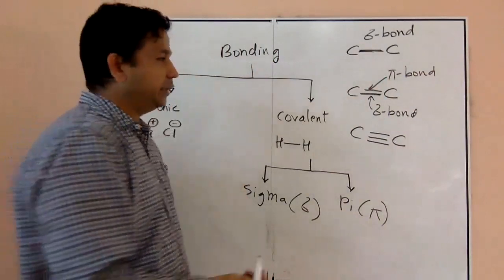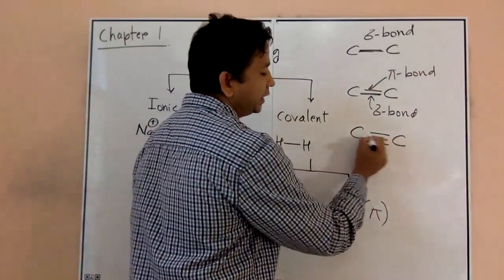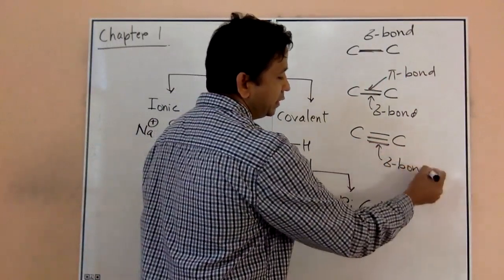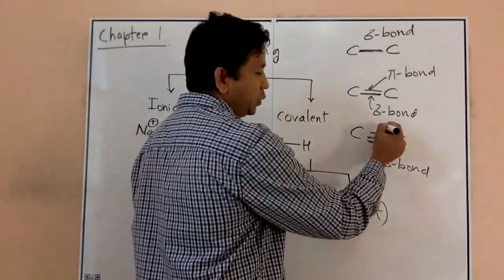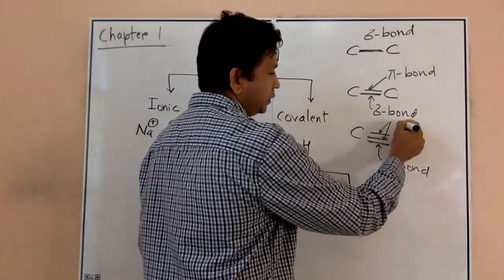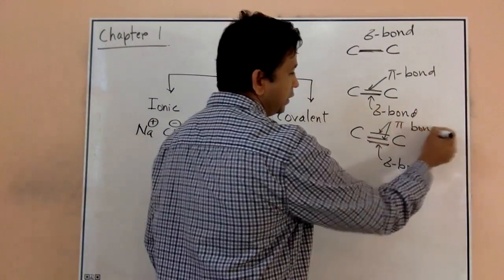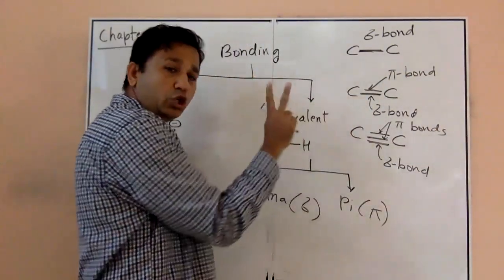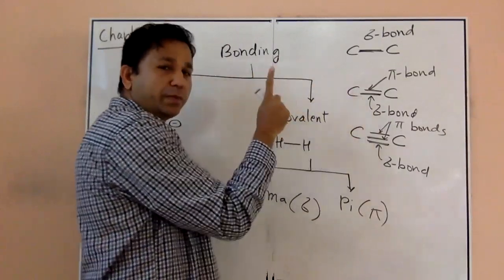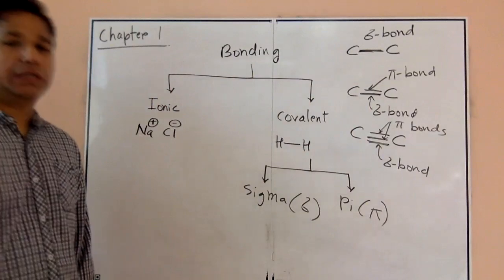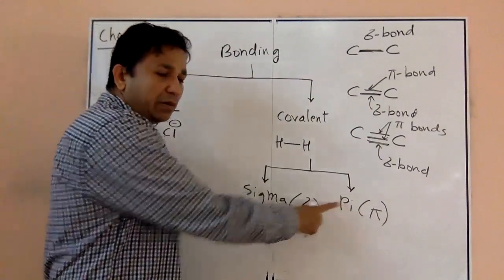In this case, how do you figure it out? The first bond is sigma, so this is the sigma bond, and then you have two pi bonds. So these two are the pi bonds. Here we have one sigma, two pi; one sigma, one pi; and only sigma. That's how you figure out how many sigma and pi bonds we have.